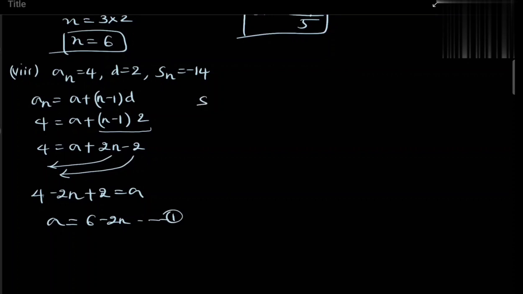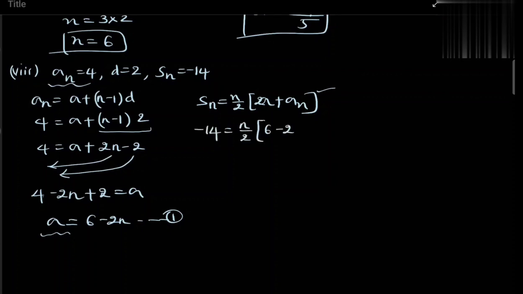So now we know the formula, that is Sn is equal to n by 2 into a plus an. Here they have given the first term, we know that, and the nth term, that is the last term, we know that. So we use this formula. So here Sn is minus 14, n by 2 as it is, a is nothing but 6 minus 2n, an is 4. So move 2 to this side, it will become minus 14 into 2 is equal to n into 6 plus 4 is 10 minus 2n.